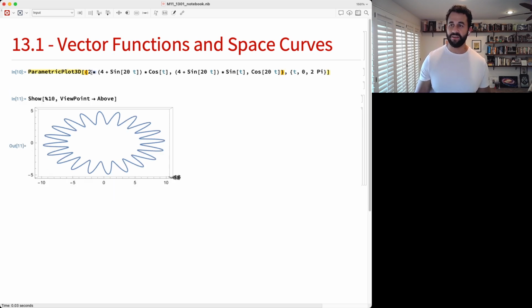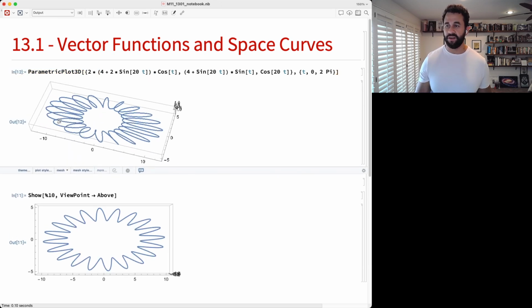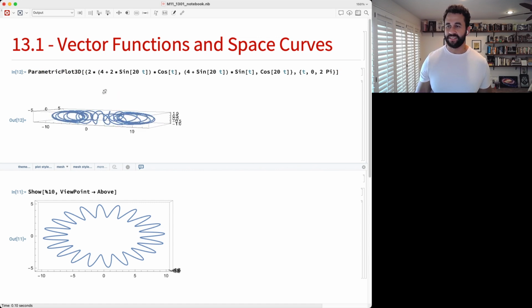So what happened when I scaled the x component here is it got stretched in this direction and squished in this direction. So now it's not circular, it's elliptical. But you still have those wiggles. You can also alter things here. If I added a scalar here, like 2 times this, now things are getting very elliptical. So now you're getting these ellipses.